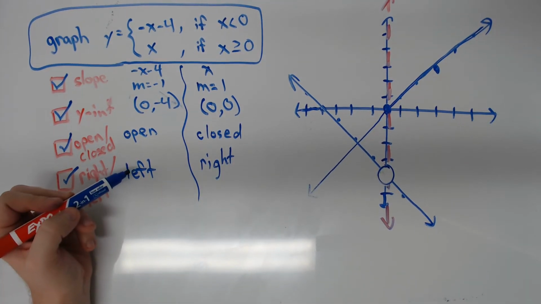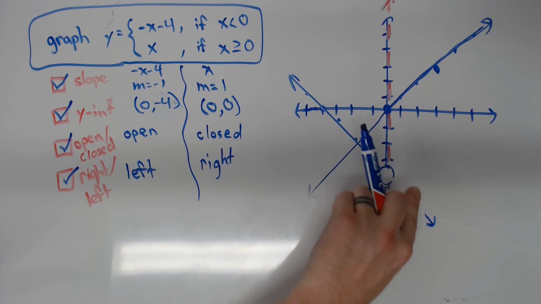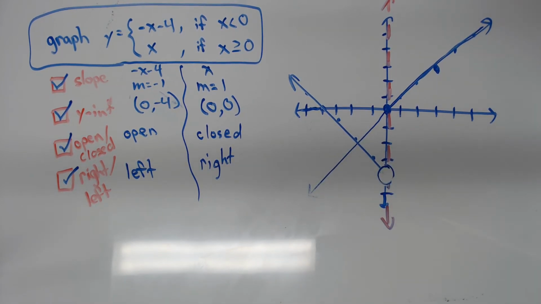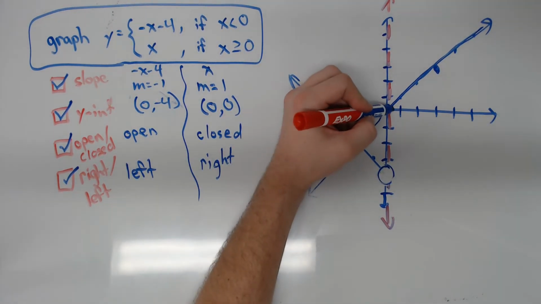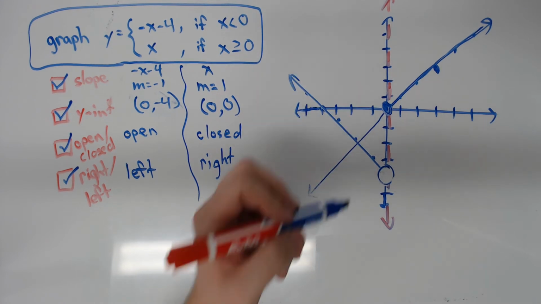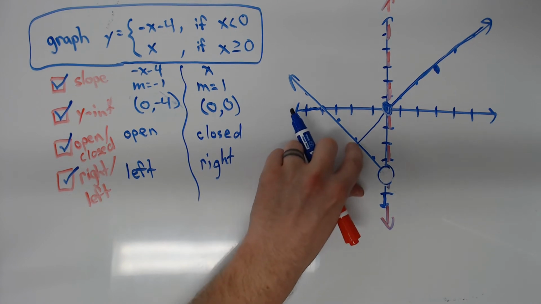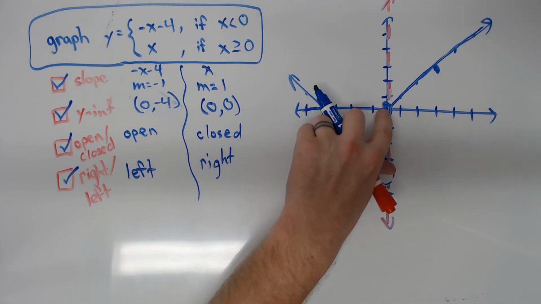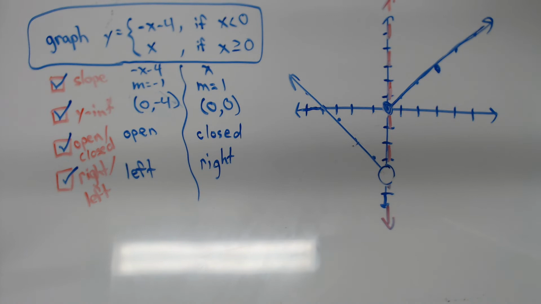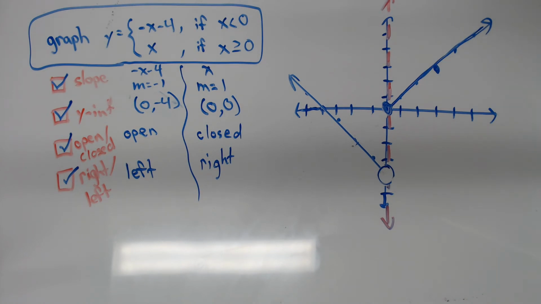And it should only shade left. So I'm going to erase the part where I shaded right. The other one has a closed circle, so I don't have to change that. It's already a nice solid dot. And I should erase the left part because it only goes to the right. And that is a successful piecewise function graph.